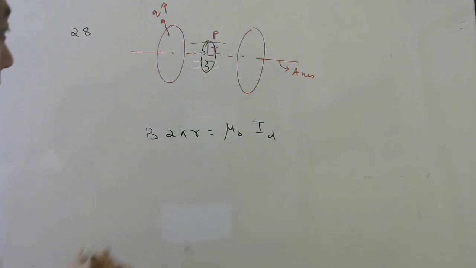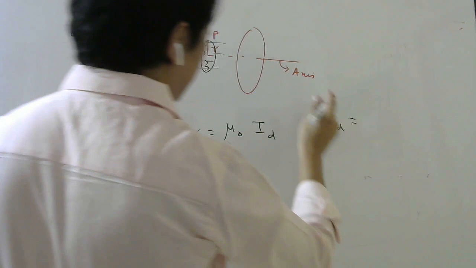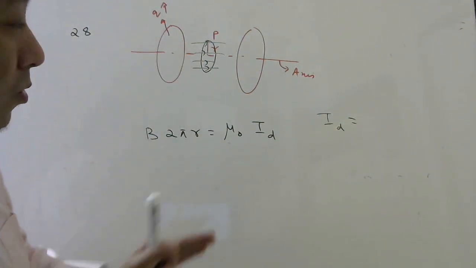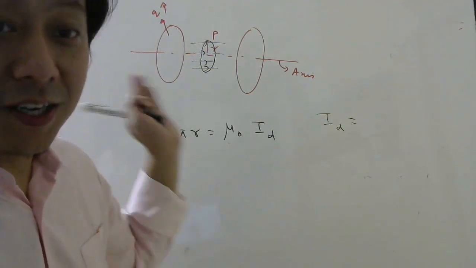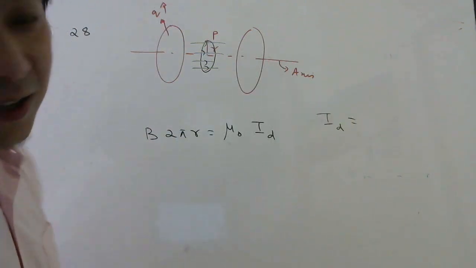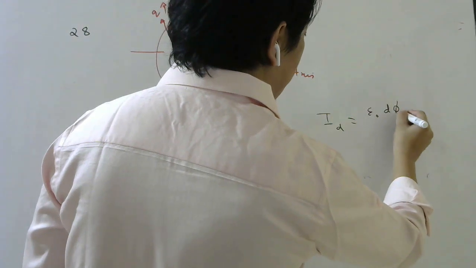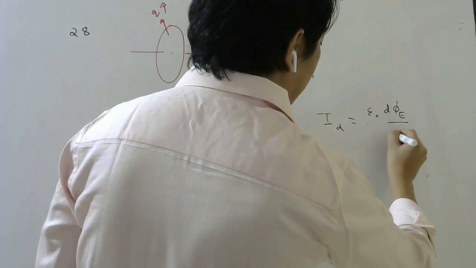Now how to find displacement current here? Since this time there is no voltage mentioned, capacitance is not mentioned, so there's no point writing this in terms of the actual conduction current. So this time we will go with the formula of ID. What is the formula for ID? Epsilon naught d phi E by dt. Yes or no?